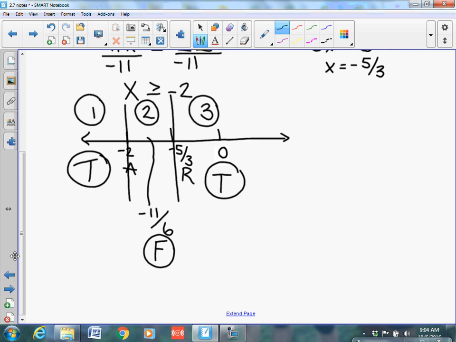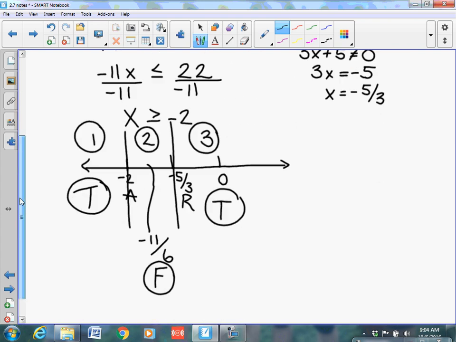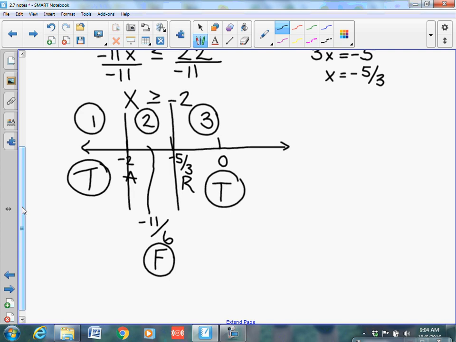Okay, now I'm just going to show you how we write this and why the A and the R are really important to put on your graph. So, looking at this, the less than or equal to sign, this is a true statement. A true statement goes from negative infinity to negative 2 with a bracket there, because that's one true area. Another true area is over here, but you notice that negative 5/3 is a restriction. It can't be an answer, right? So you can't use another bracket. You have to use a parenthesis, because it's a restriction. Negative 5/3 to infinity.